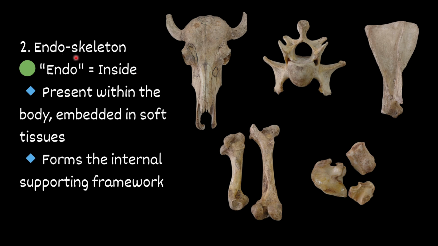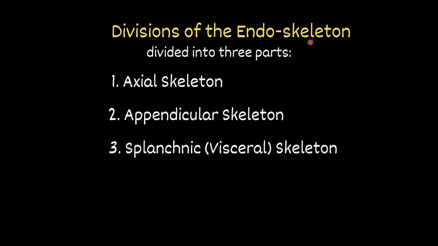Endo means inside, endoskeleton, present inside the body. They are embedded in the soft tissues. They form the internal supporting framework. So these bones form the endoskeleton. They are present inside the body. Endoskeleton is divided into three parts: axial skeleton, appendicular skeleton, splanchnic or visceral skeleton.